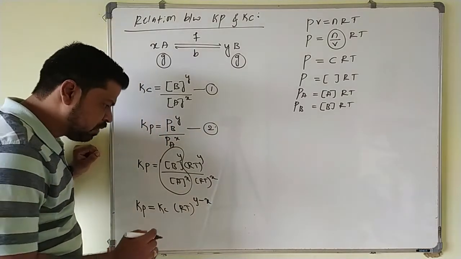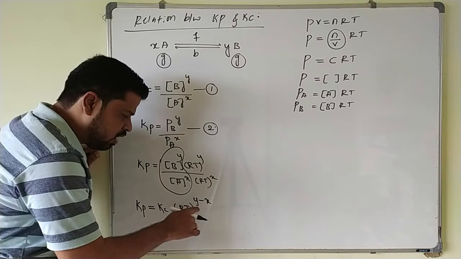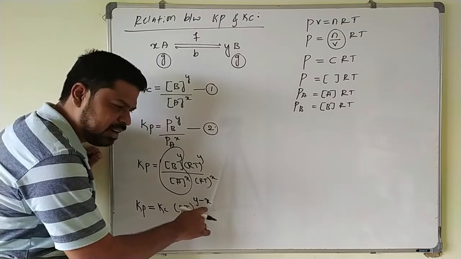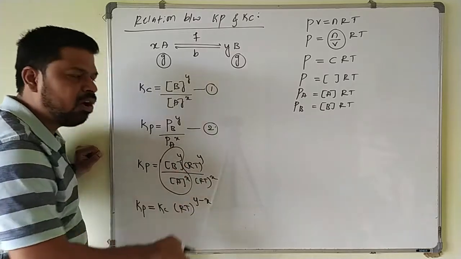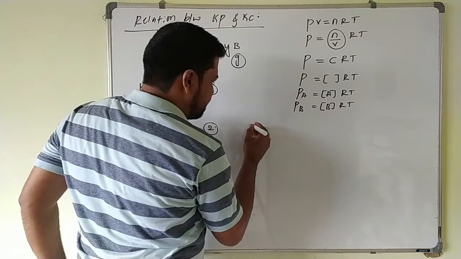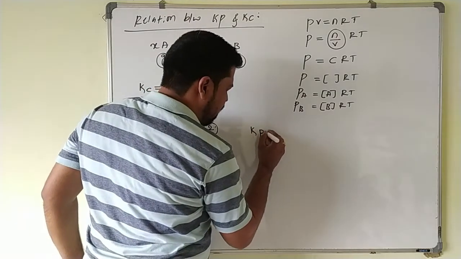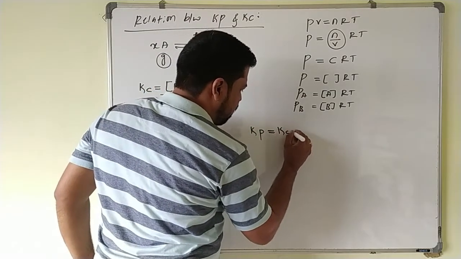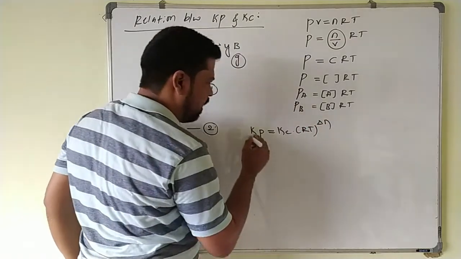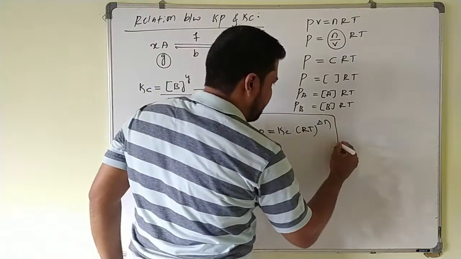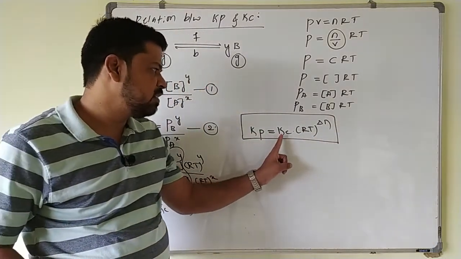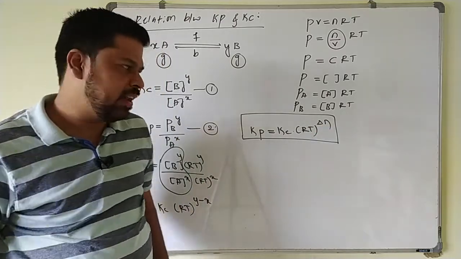Already we have discussed what y minus x is: the number of moles of gaseous product minus the number of moles of gaseous reactant. This is nothing but the delta n value, which we discussed in the last session. So Kp will be equal to Kc into RT power delta n. This is the relation between Kp and Kc.